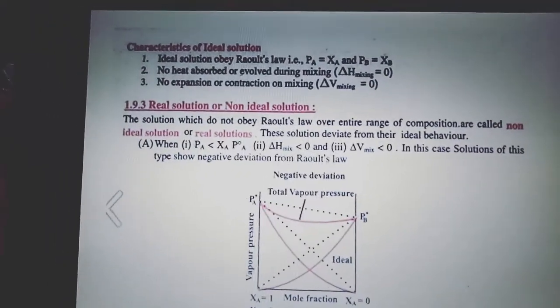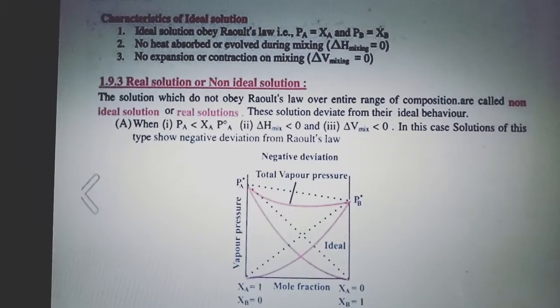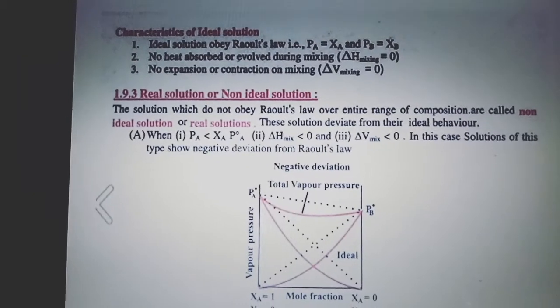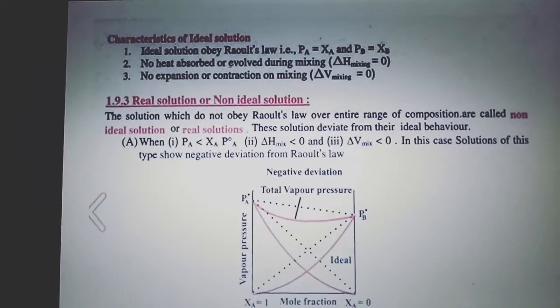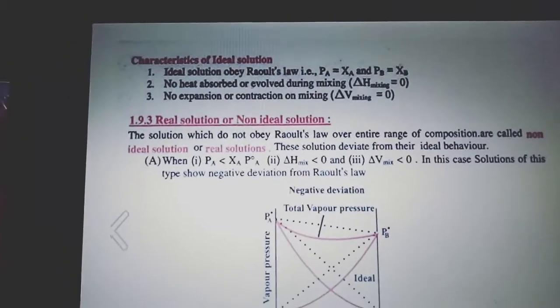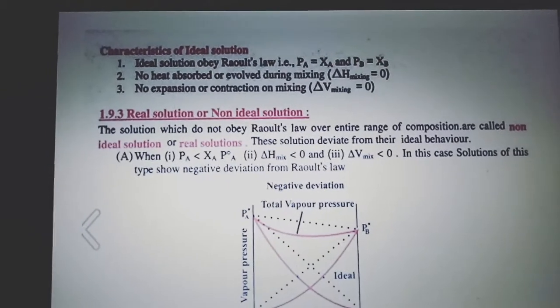Now, various characteristics of ideal solutions are: they obey Raoult's law, that is PA is equal to XA PA star, PB is equal to XB PB star. No heat absorbed or evolved during the mixing, means delta H mixing is equal to 0. No expansion or contraction on mixing, means delta V mixing is equal to 0.